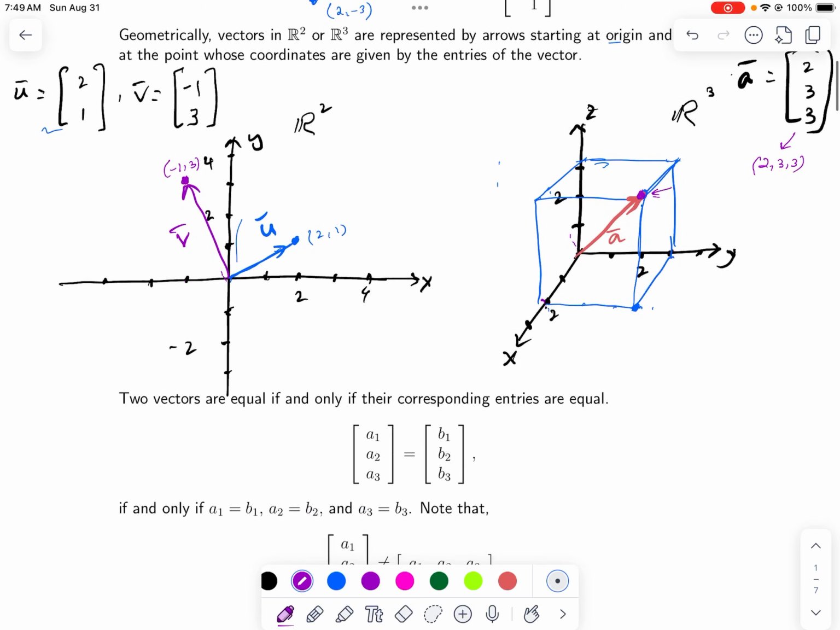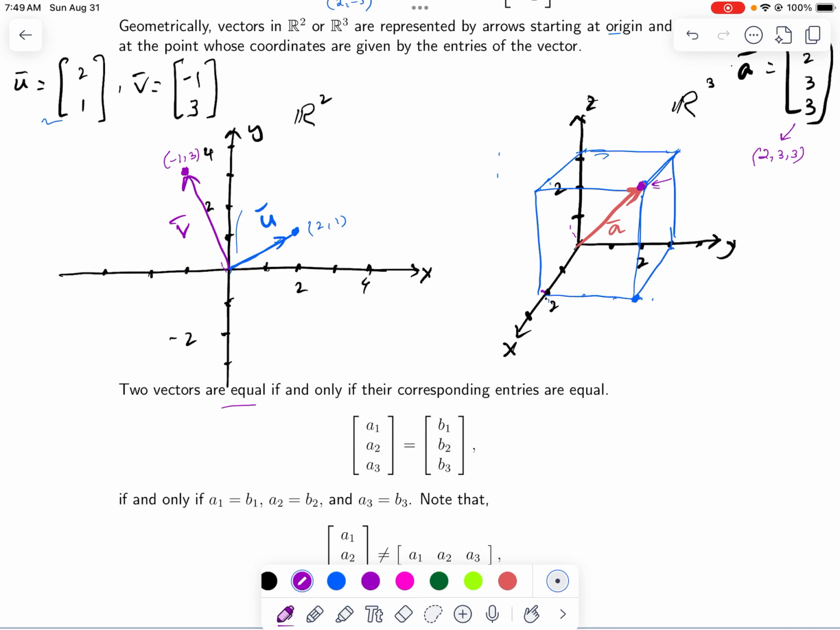Now we say that two vectors are equal if and only if their corresponding entries are equal. So if we have a vector with entries a1, a2, a3 and a vector with entries b1, b2, b3, they are equal only when a1 is equal to b1, a2 is equal to b2, and a3 is equal to b3.